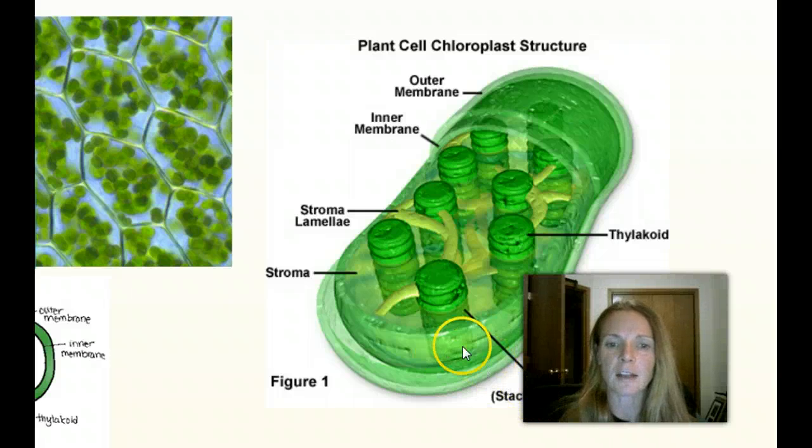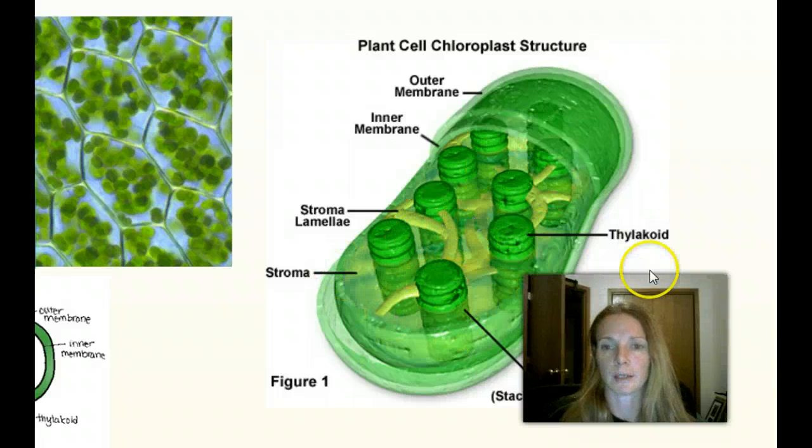So a stack of thylakoids, each one of these little pancakes, they do look like green pancakes, like green eggs and ham, green pancakes and ham. Each of these pancakes is a thylakoid. If you have a stack of them, you have a granum. So again, here it's pointing to a thylakoid, you have a granum, and then the stroma is what is in between.